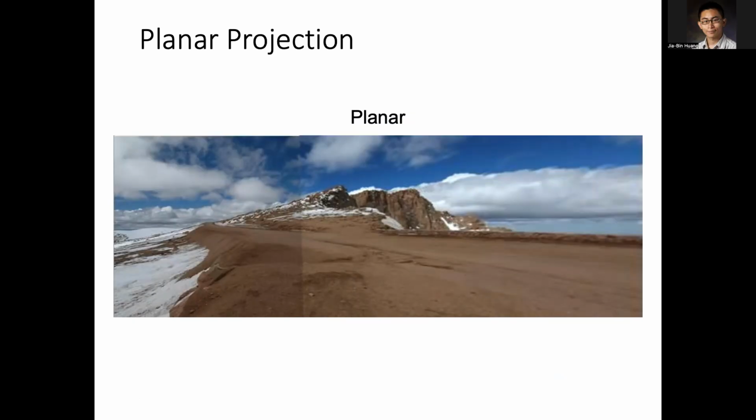So planar projection has some benefits. For example, every straight line in the image will remain straight, so you won't see curved lines in the image. But there's some drawback. Can anyone tell me what things you don't like about this? Yes. The resolution is a little bit off. Yes. Anything else?